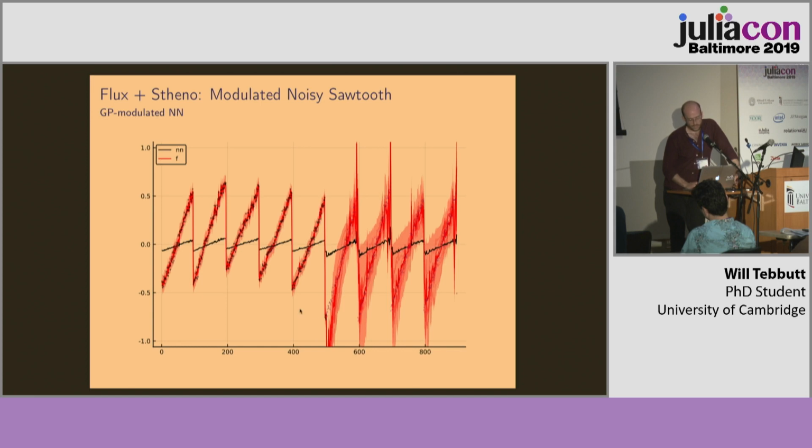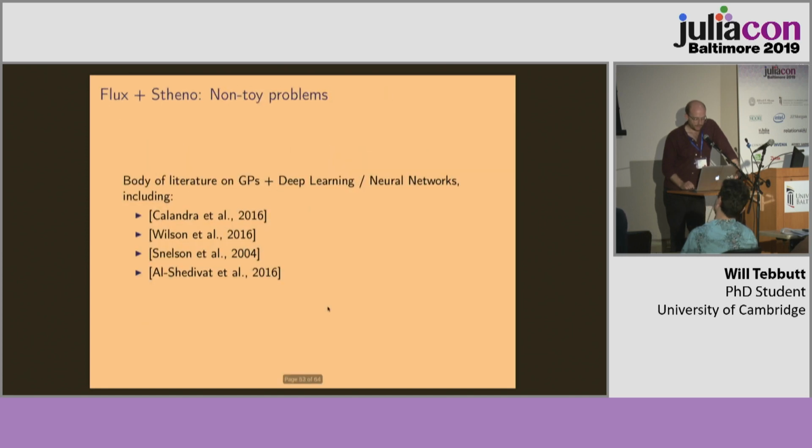So again, we get these kind of sensible-looking-ish things, and if you squint at the test bit, the uncertainty is fairly well calibrated, except for at the start here. But I'm sure someone could do a better job of this than I did. And so this obviously is a toy example, but there's some references here for actually interesting things to do with GPs and neural networks.